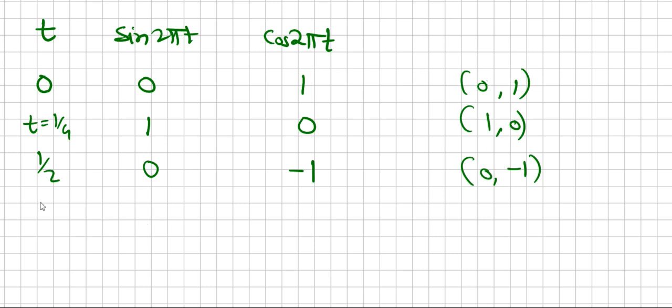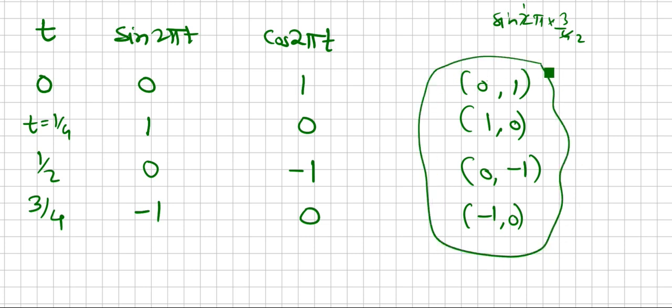Let's take the t value as 3 by 4. So this will be sin 3 pi by 2. I have taken t as 3 by 4, so sin of 2 pi into 3 by 4 means sin 3 pi by 2, and sin 3 pi by 2 is -1. And this is cos 3 pi by 2, and cos 3 pi by 2 is 0. So now the coordinates are -1, 0. So these are the coordinates available: the first component 0, 1, then 1, 0, then 0, -1, then -1, 0. So these are the coordinates.